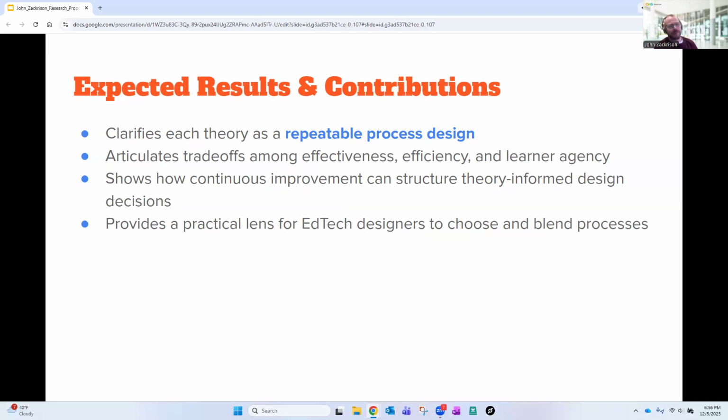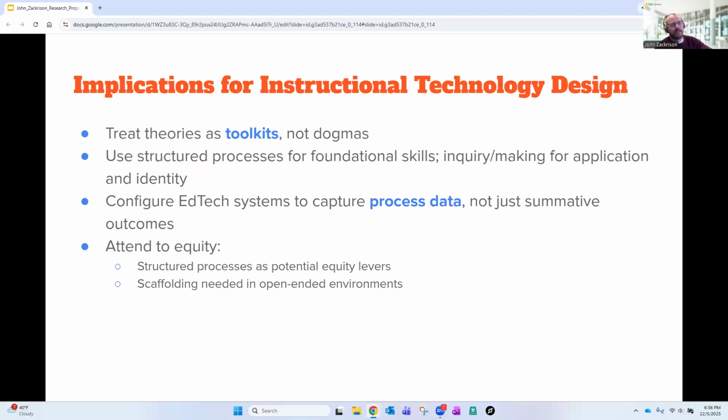Finally, I argue that the framework offers a practical lens for instructional technology designers who need to select and blend processes in ways that fit their learners and the content and the constraints. The paper highlights several implications for instructional design, technology design. First, and maybe most important to me, is that the designers should treat the learning theories as toolkits and not dogmas. So behaviorist processes may be ideal for that initial skill acquisition.